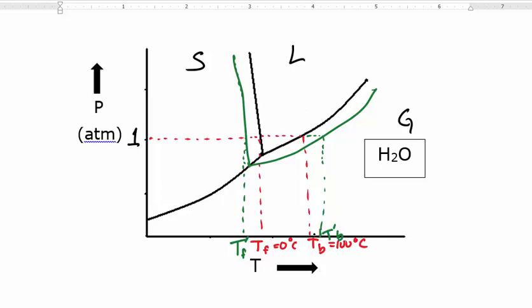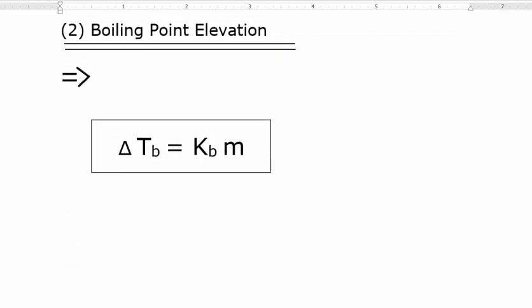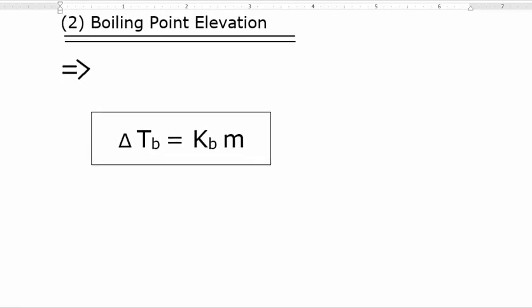Notice the new boiling point, in green, is higher than the old boiling point, so the boiling point is elevated. And notice the new freezing point is lower than the old freezing point, so the freezing point is depressed. That will always be true. When you add solute to solvent, the freezing point will always be lower, and the boiling point will always be higher. So let's look at our expressions for those. First, boiling point elevation. You just have to remember that boiling point always goes up. It'll never go down when you add solute.